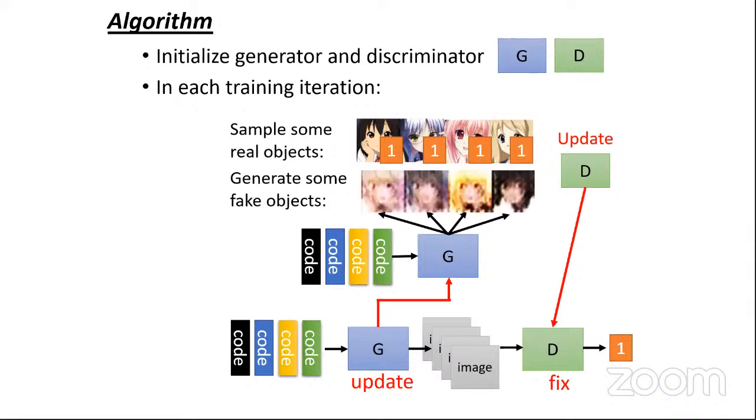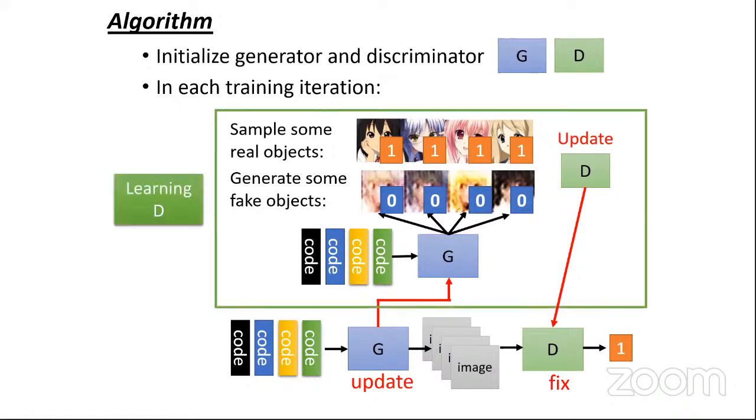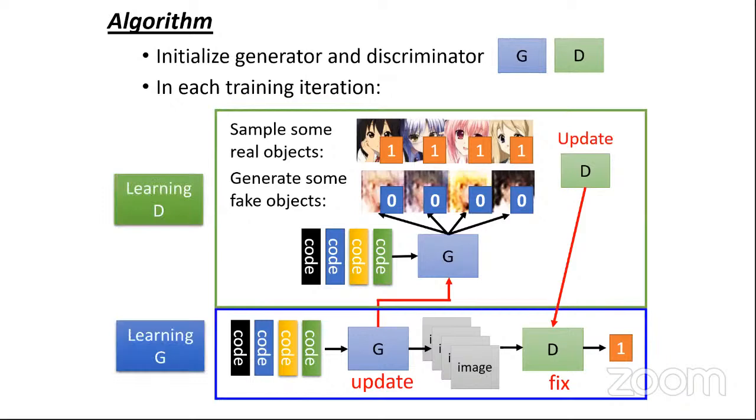So the improved generator generates improved images, which are again labeled as 0. Then the discriminator is updated. Then this updated discriminator is used to update the generator, and these two go on. The first part is learning of the discriminator, and the second part is learning of the generator. These two parts go hand in hand.